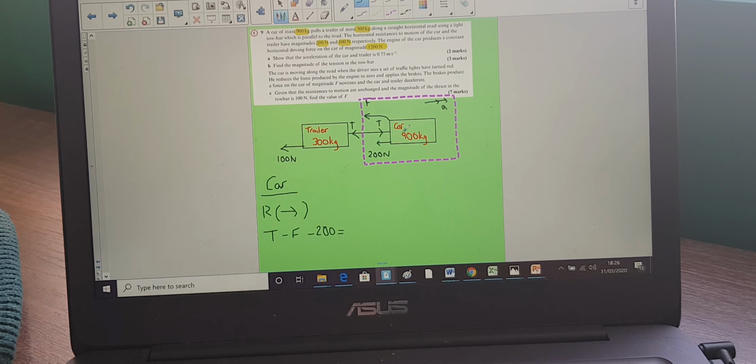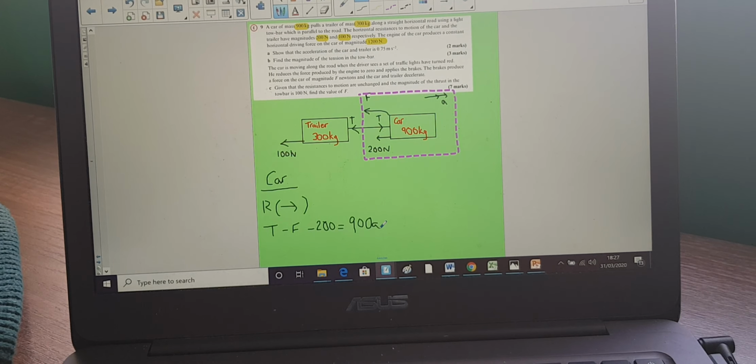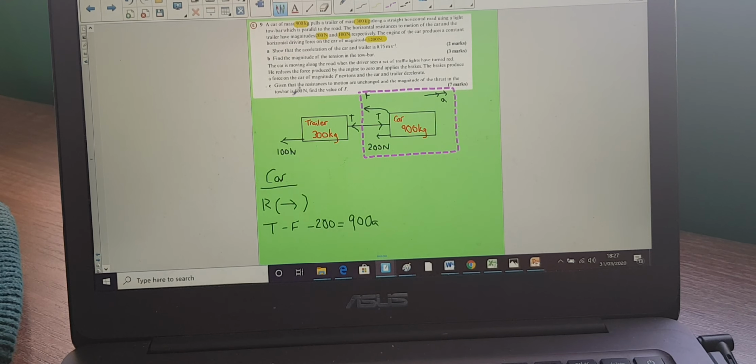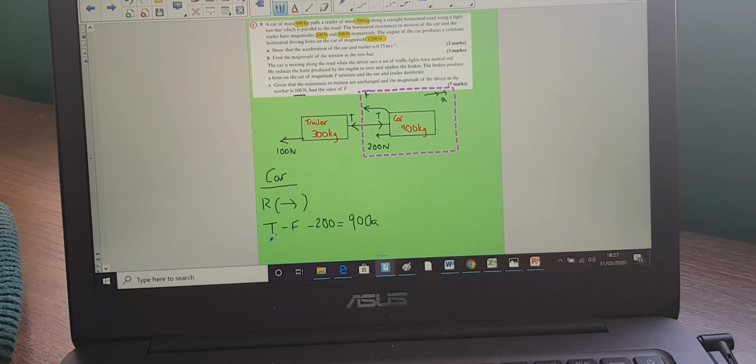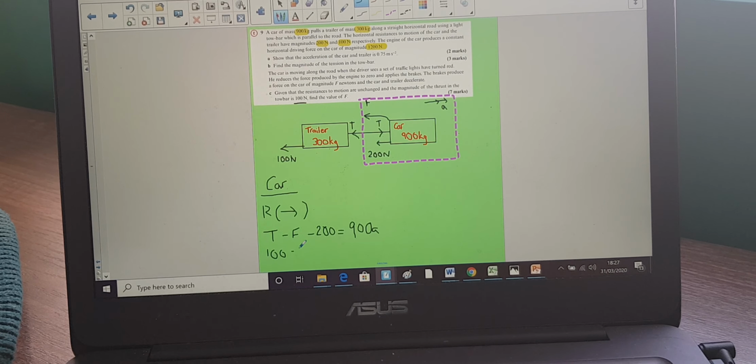Is equal to the mass of the car, because I'm looking at the car alone, times acceleration. Now, if I wanted to, I could rearrange that. In fact, did they give me something in the question? Yeah, they did, didn't they? They told me that the thrust of the tow bar is 100 newtons. So I've actually got another value here. That's great. So I'll put that in. 100, take away F, take away 200 is equal to 900A.